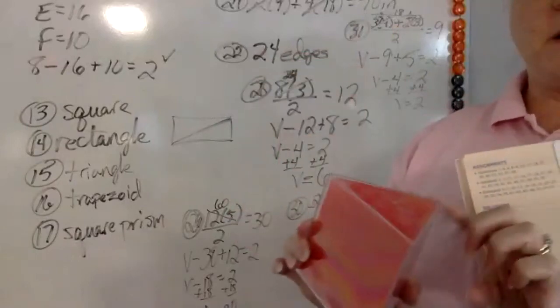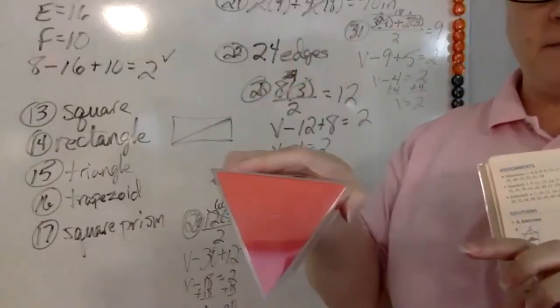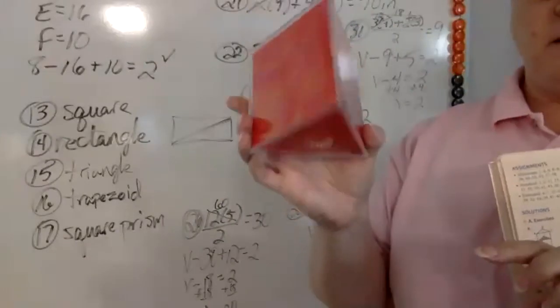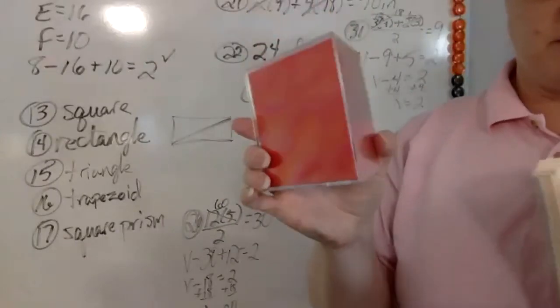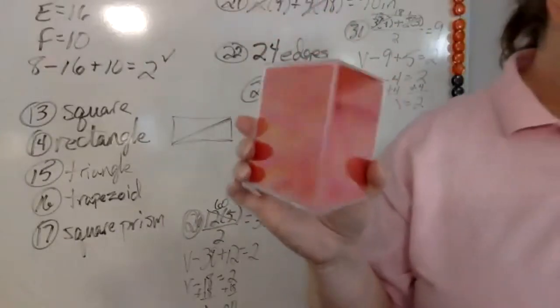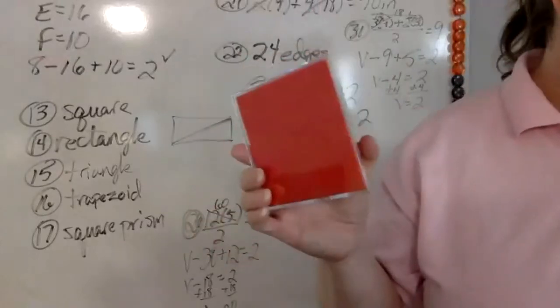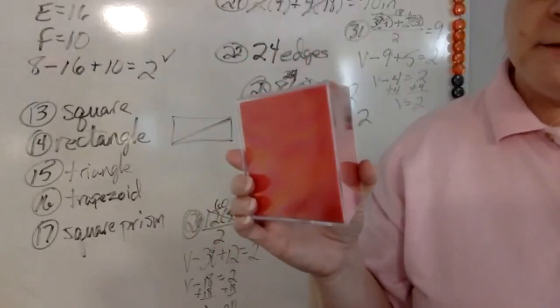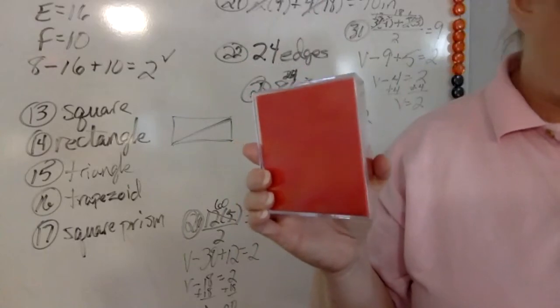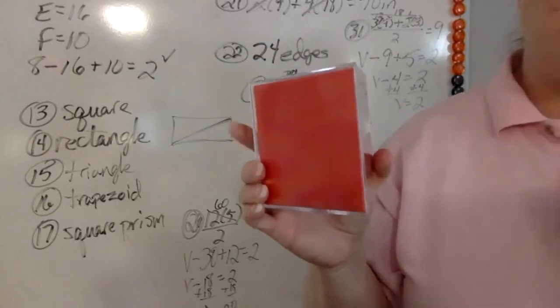All right, so there's 1, 2, 3 vertices at the top, and 1, 2, 3 vertices at the bottom. So it's got how many vertices? 6. How many edges?